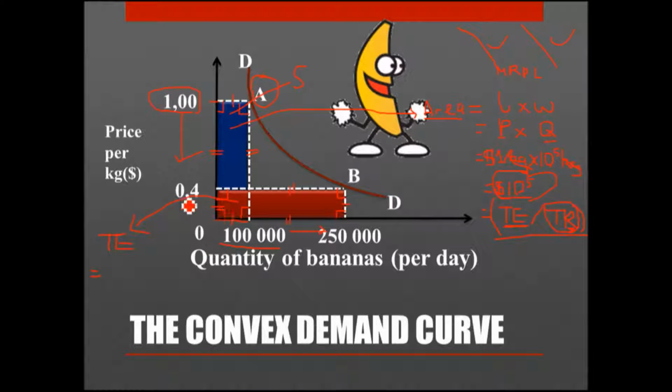Welcome back. I assume that you went through finding the product between 40 cents per kg and 250,000 kgs. So you should end up with $250,000. Right, so $250,000 is your total expenditure. Yes or no? Actually, that's wrong.